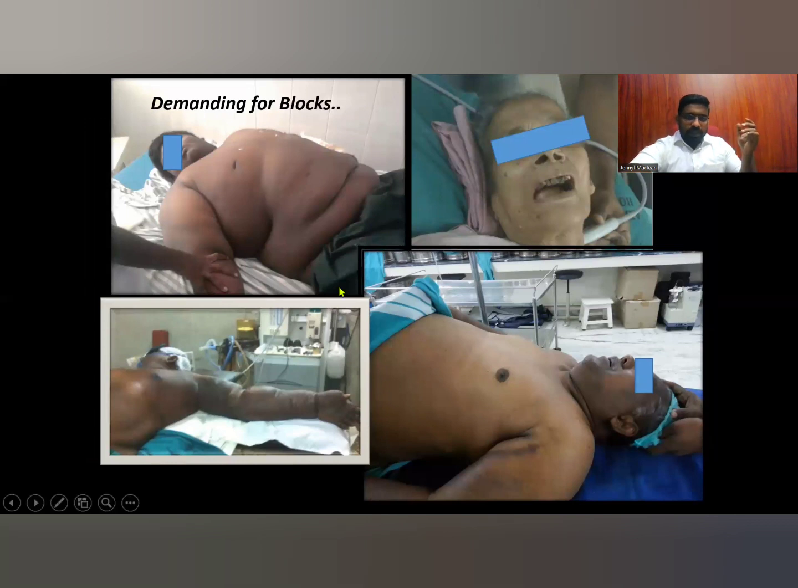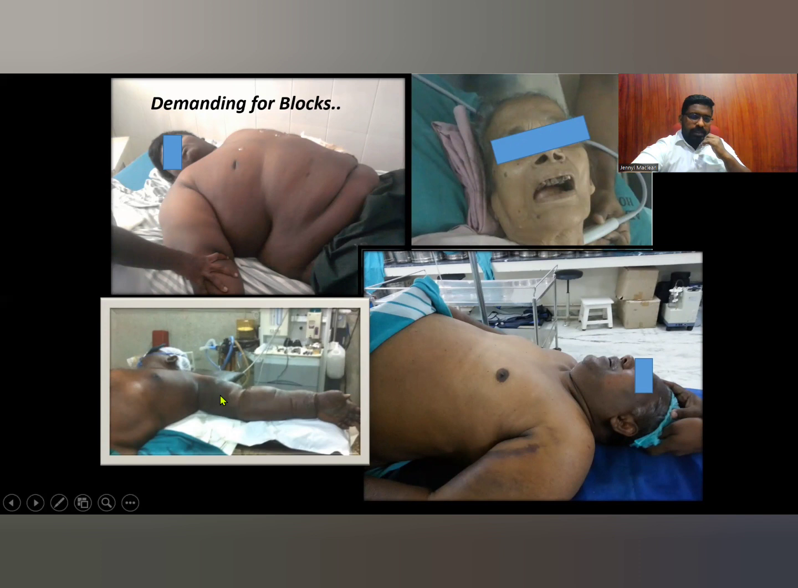Ladies and gentlemen, these are patients who are demanding blocks. This is an obese patient with both bone fractures. Are you going to deposit 40 ml of local anesthetic for this patient? This is a shattered lower end of radius in an elderly individual who is respiratory compromised. Are you going to give 10 ml of local anesthetic or something called a low volume interscalene block?